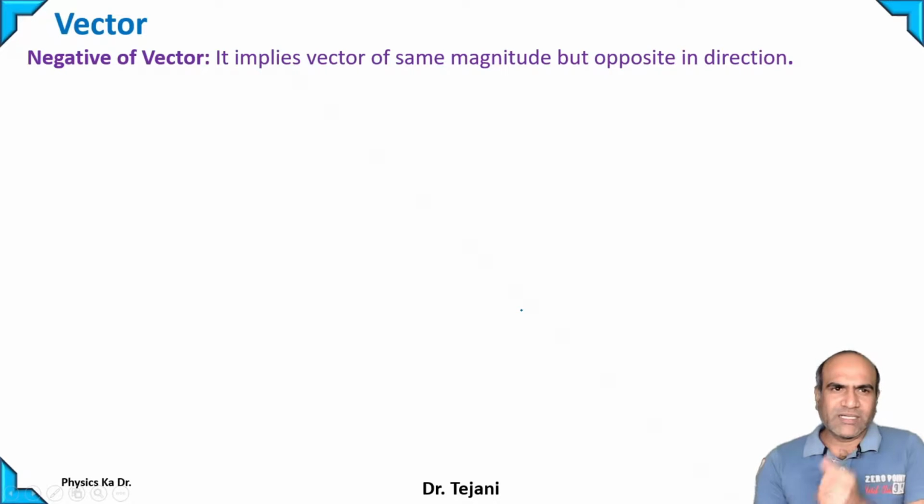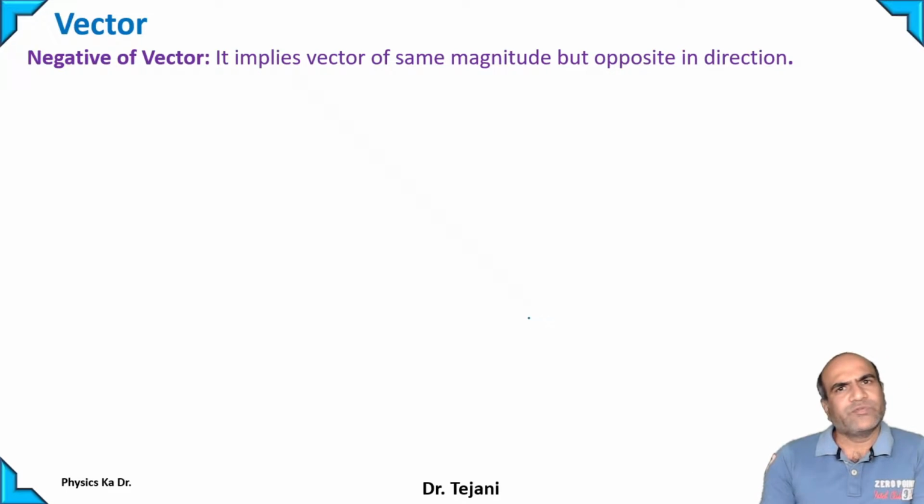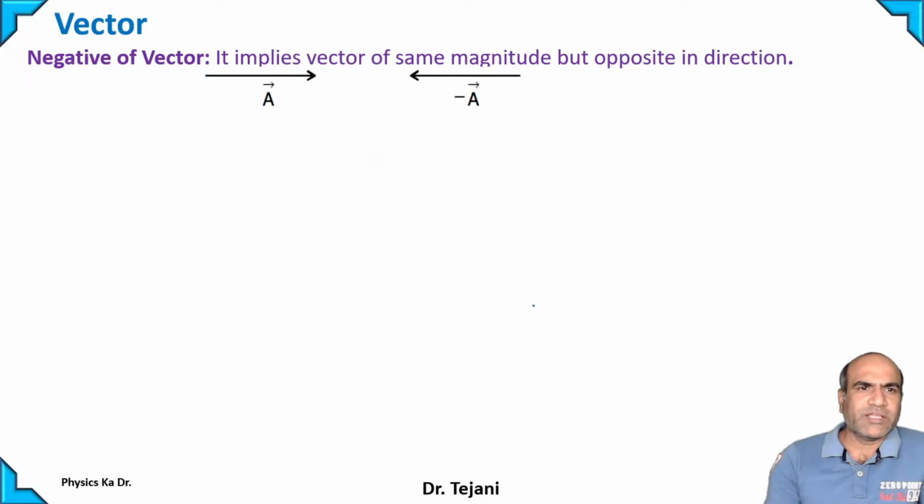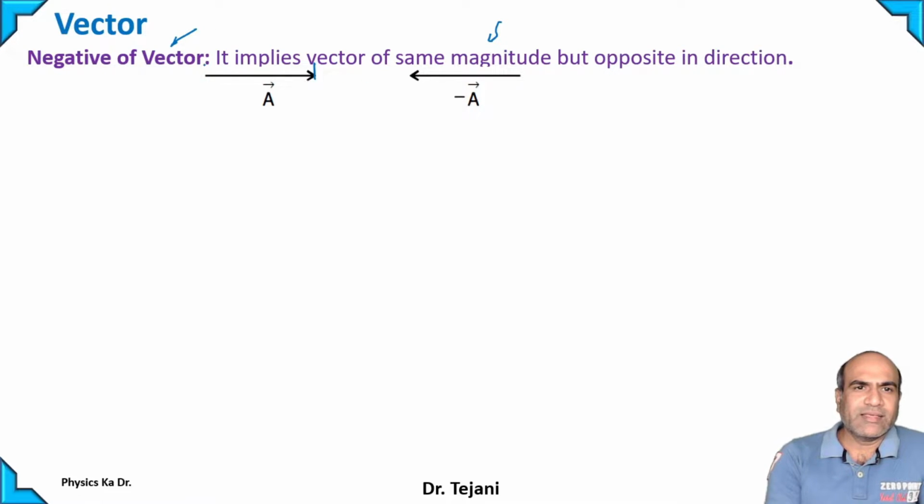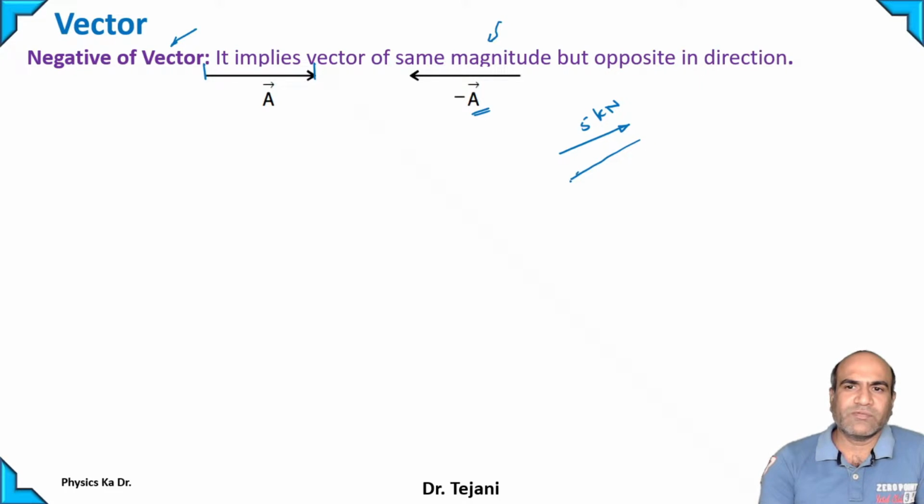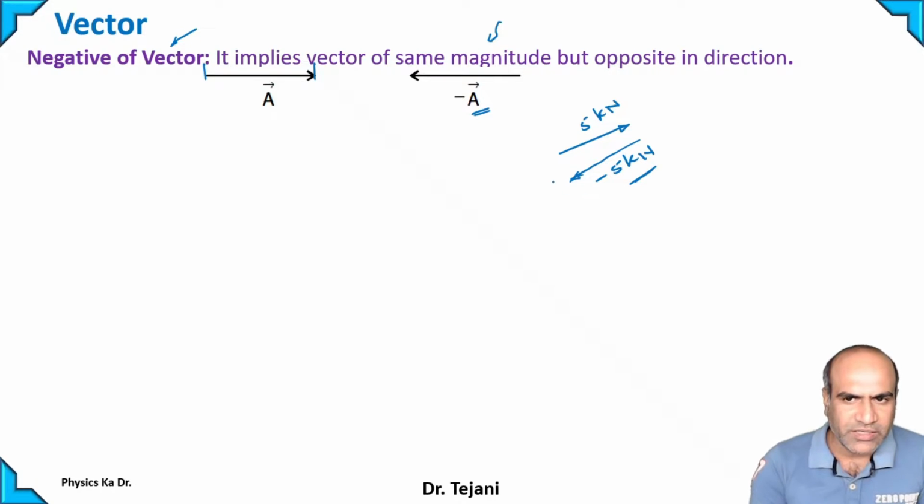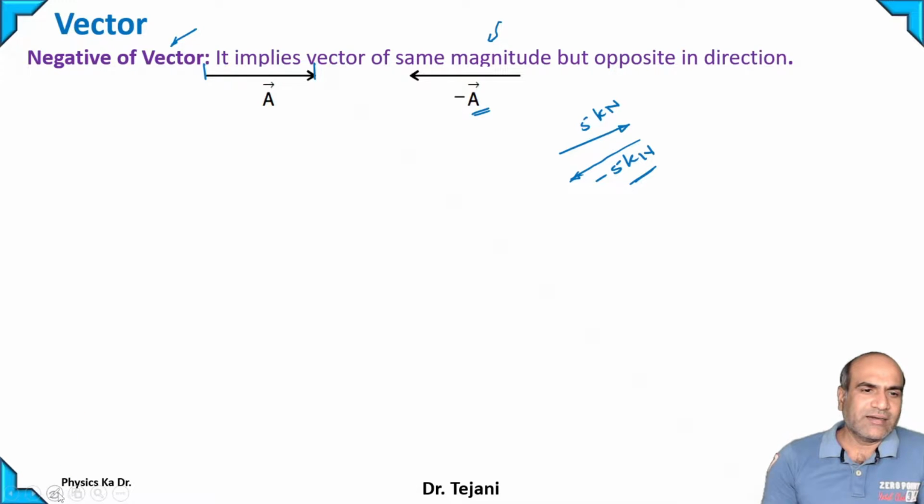Now, let us understand different types of vectors first. First, it is mentioned here, negative of a vector means a negative vector. It implies a vector of the same magnitude. There is no change in terms of magnitude. That's why you can see the length is equal, but only the direction is opposite, right? So for example, I'm applying some force of 5 kilonewton, and there is some reaction force of minus 5 kilonewton. So both are equal and opposite. The reverse direction, that is a negative vector.